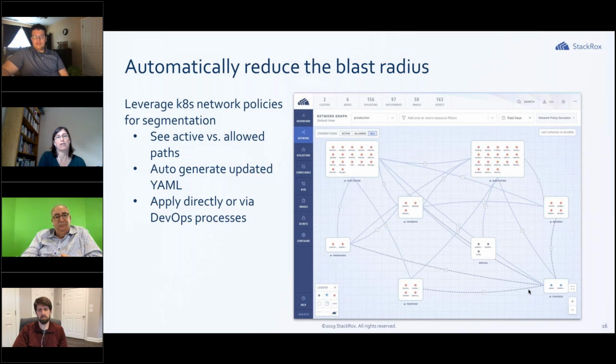This is the least privilege model. And then you have the option to apply those YAML policies, or we would recommend following DevOps best practices, send that over to the team, have them test everything. But we'll produce that YAML file for you automatically so that you can reduce that blast radius really simply.